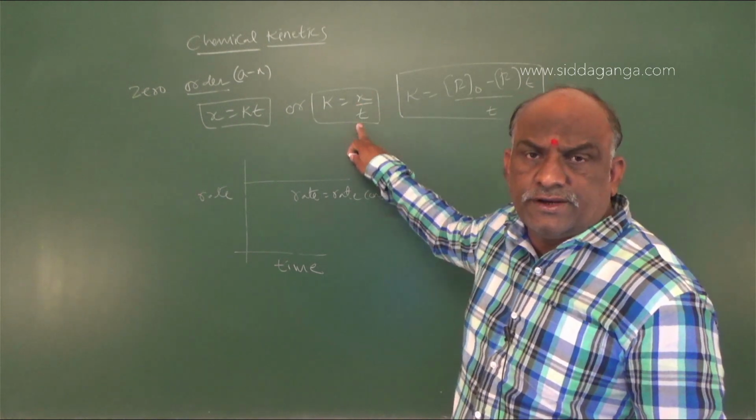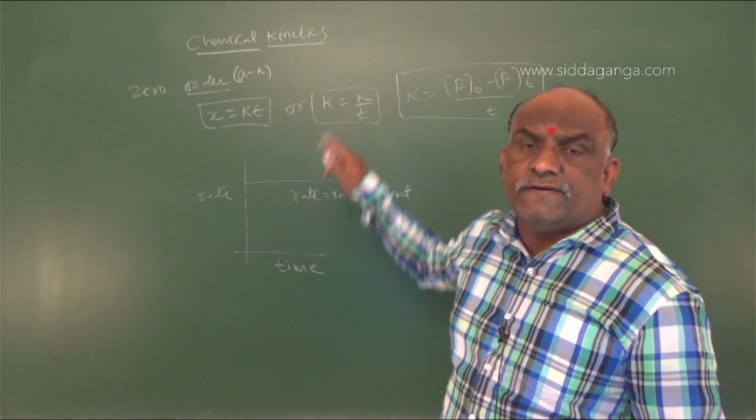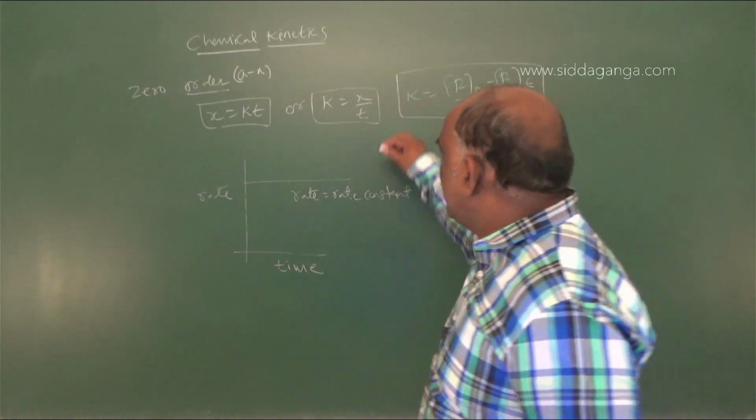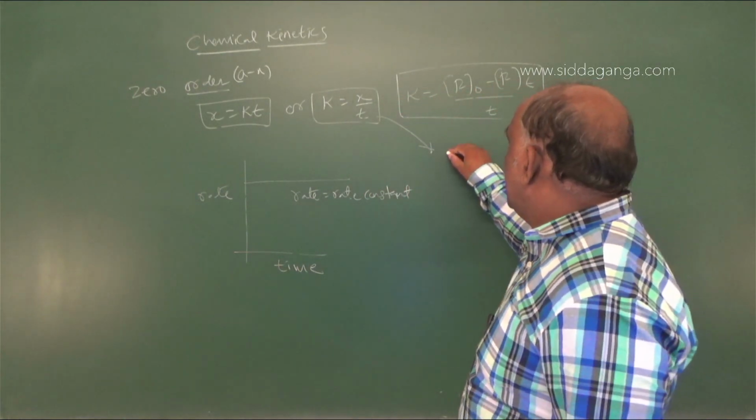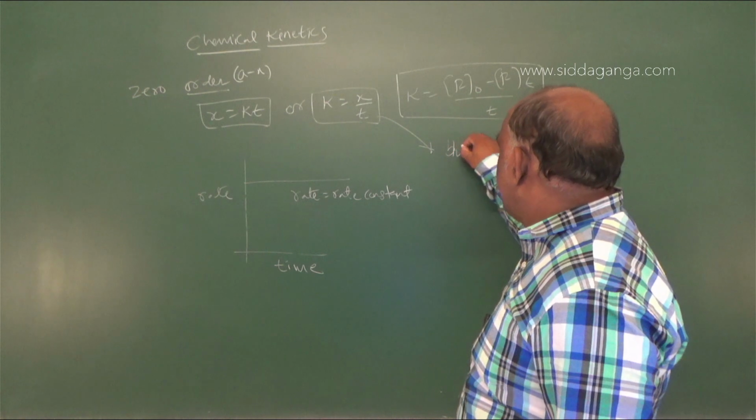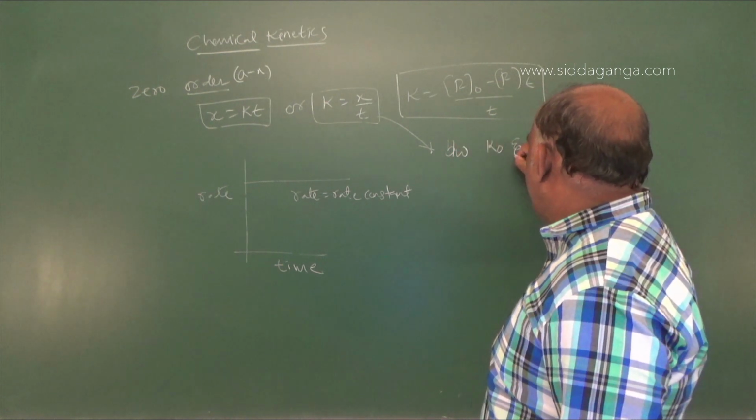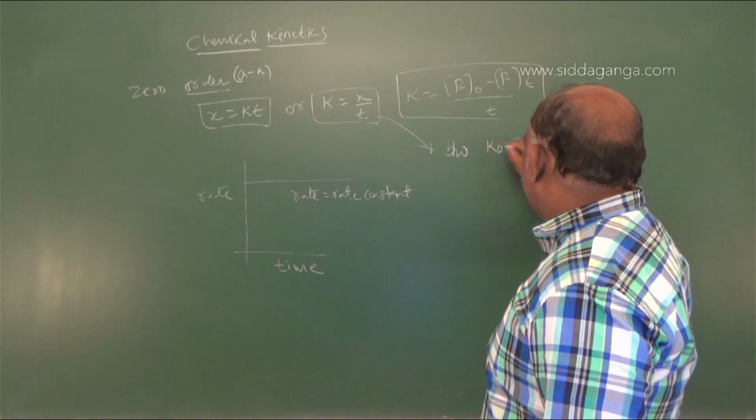K is equal to what we will get? A by 2t. What is A? Initial concentration. Simple here, don't get confused. This is simple. The relation between K0 and T 50%.